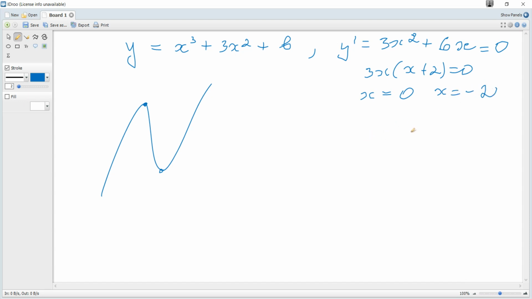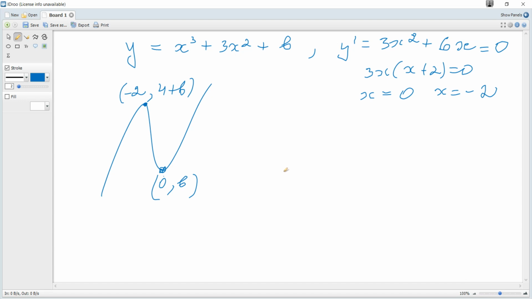It's not necessary to check whether it's a maximum or minimum by considering the second derivative. Why? Because definitely the point to the left is the maximum, and to the right the minimum. So negative 2 is to the left, so it will be this point, and 0 is this point. To find y coordinates, we just substitute 0 for x. You can see it's b, so this point of local minimum is (0, b), and substituting negative 2 for x, we get negative 8 plus 12 plus b. So 4 plus b, it's the point of the local maximum.